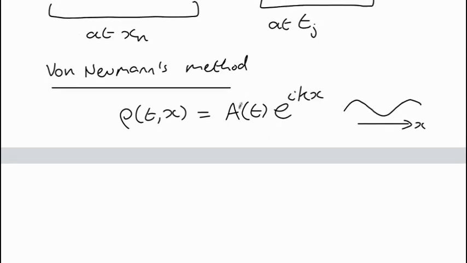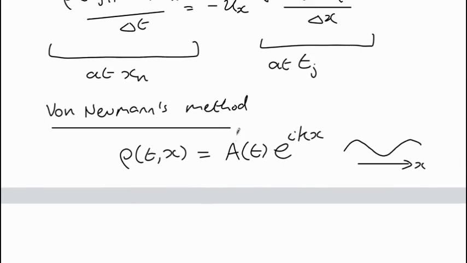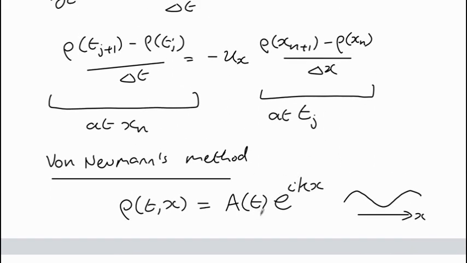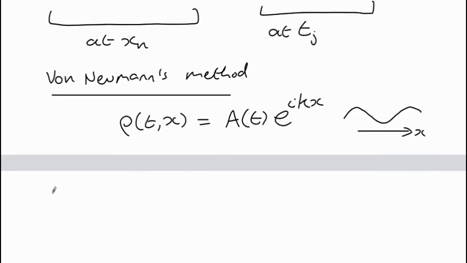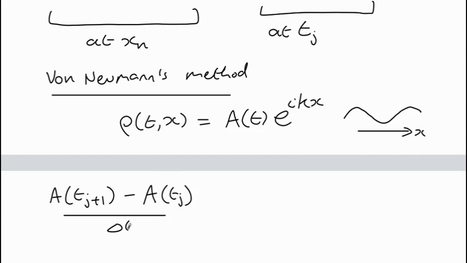And so we'll find if a is constant or decreasing, then the method is stable. We essentially substitute this expression into these formulas. We end up with the difference in time, which gives us the amplitude A at t_j plus 1 minus the amplitude at t_j, divided by delta t. Both of these points were at x index x_n, so this gives us an e to the ik x_n.